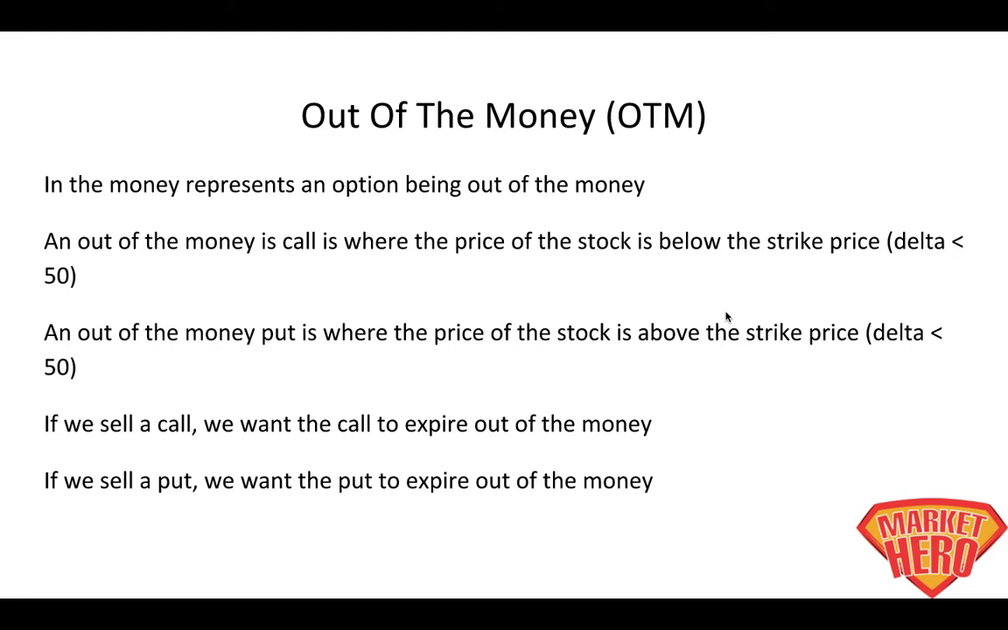Out of the money represents an option being out of the money. Yes, we know this. An out of the money call is where the price of the stock is below the strike price, or the delta is less than 50. So let's take a look at that.